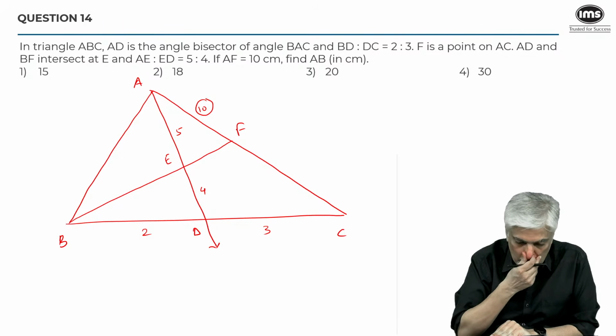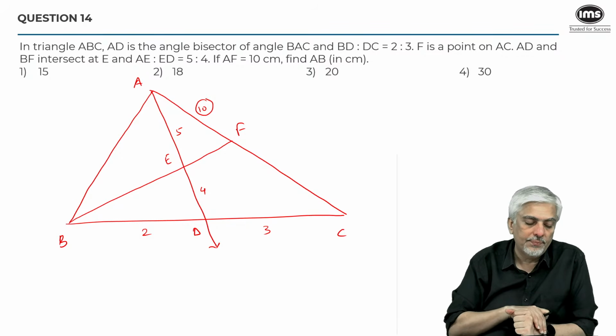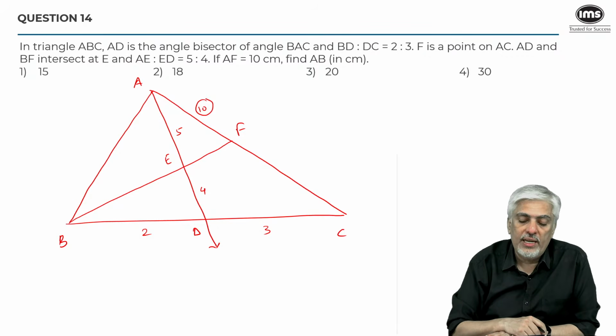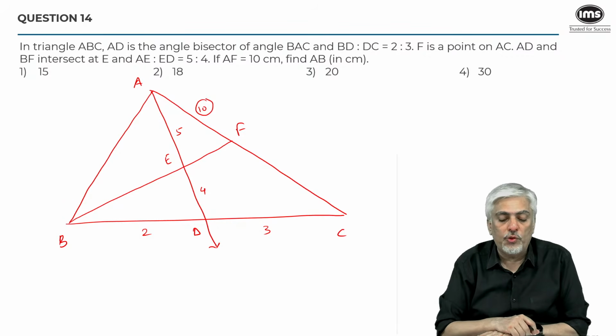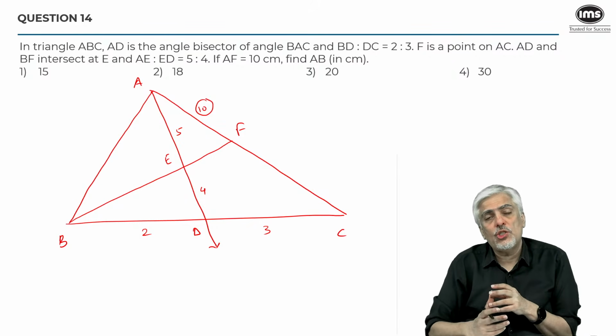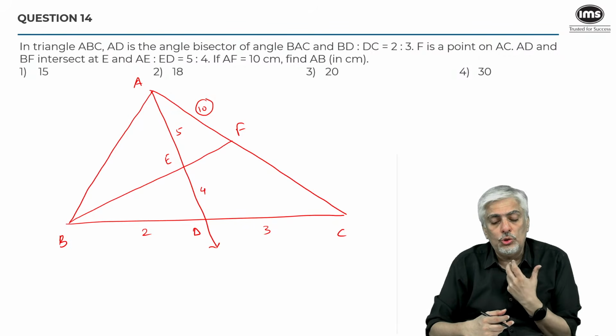Great. A lot of people got the answer. I'm very happy. But I'm sure a lot of people have not got it yet. AF is 10. We need to find AB. Normally with such a question, you are really stuck. You don't know how to use it.